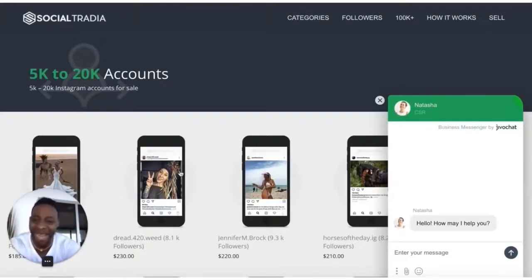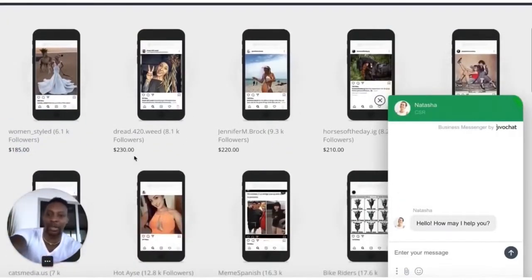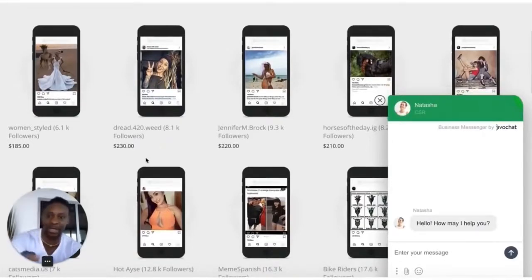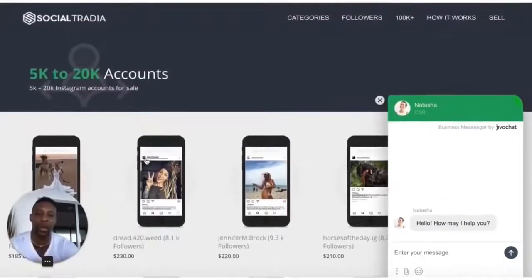Because they're going to pay you. It's crazy. Look, $230. This person's going to get paid for an 8,000 follower account. So once you get your account to 8,000, this person here, they'll pay you $230, right? So basically what Social Tradia does, people, even like me, I buy a ton of accounts from Social Tradia. Let me tell you why. Because I market online. Makes sense?